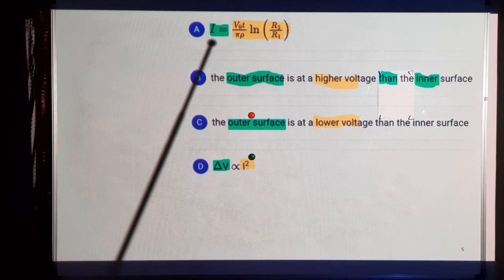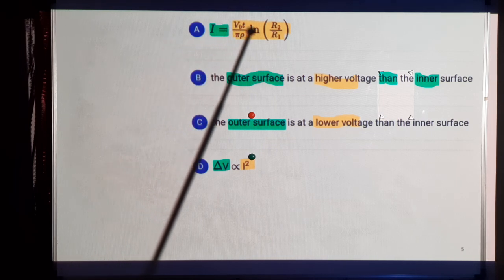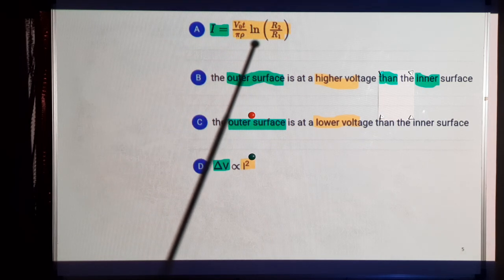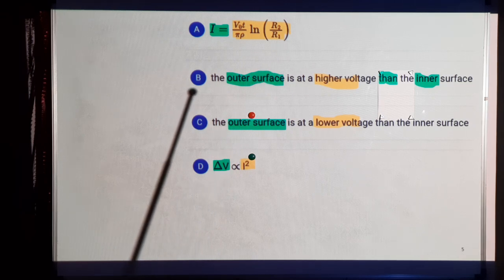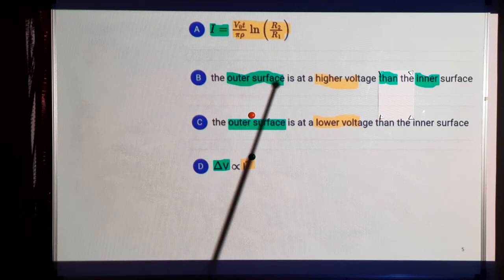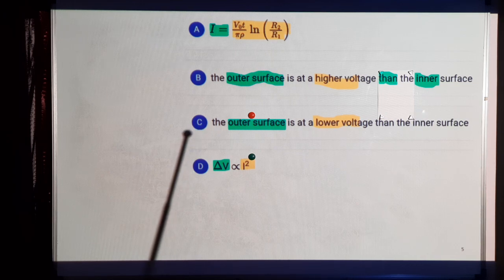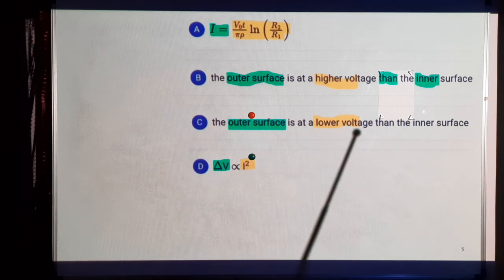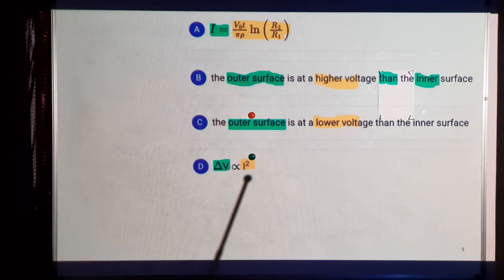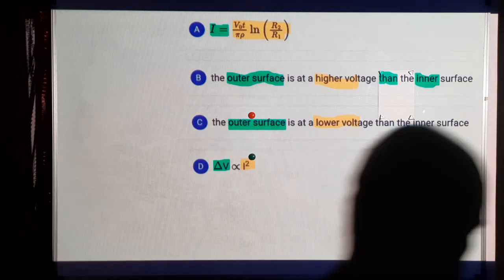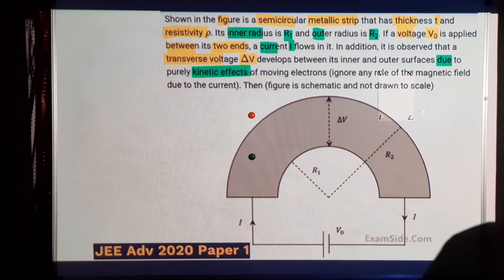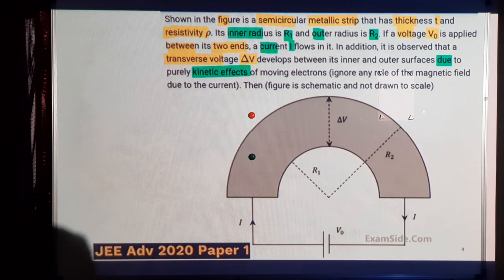Option A: the current I is V0 T by pi rho ln R2 by R1. Statement B: the outer surface is at a higher voltage than the inner surface. Statement C: the outer surface is at a lower voltage than the inner surface. Statement D: delta V is proportional to I square. You can pause and try this question.